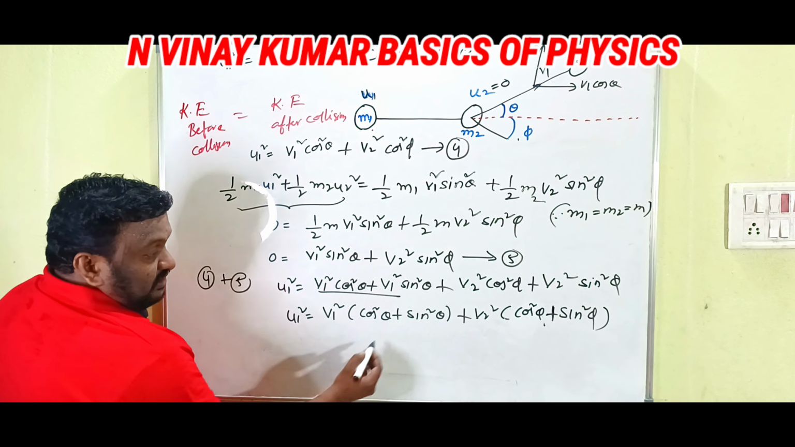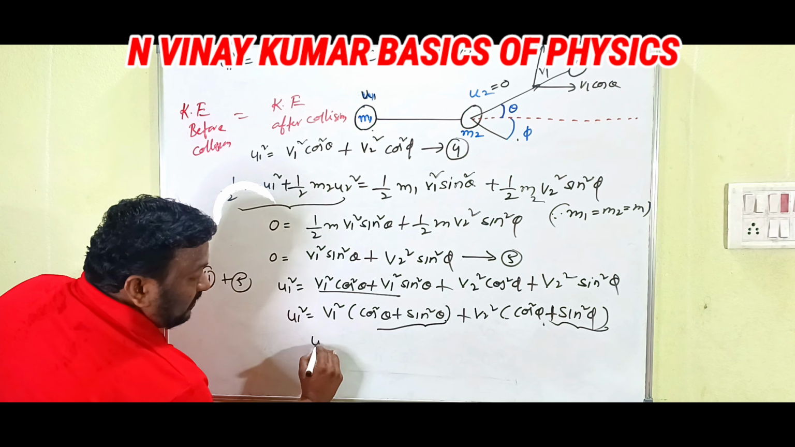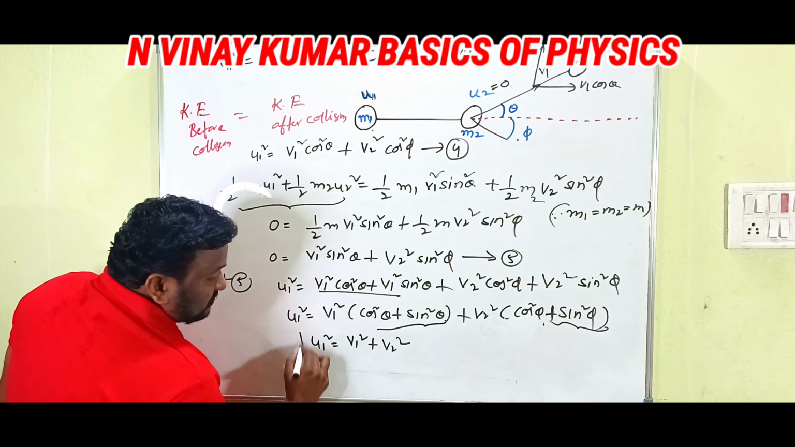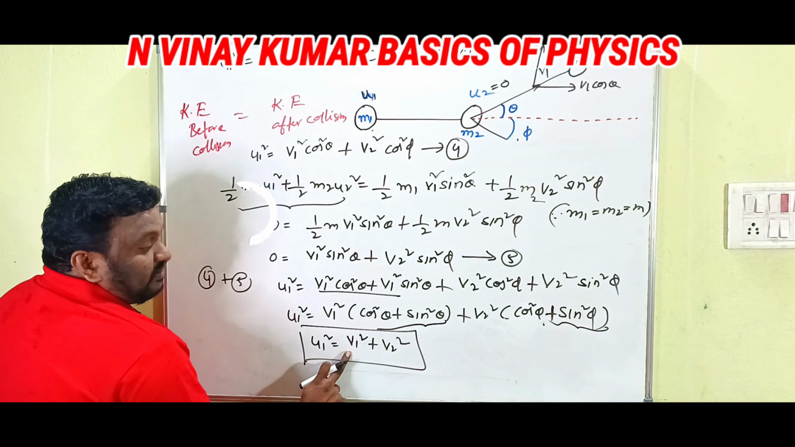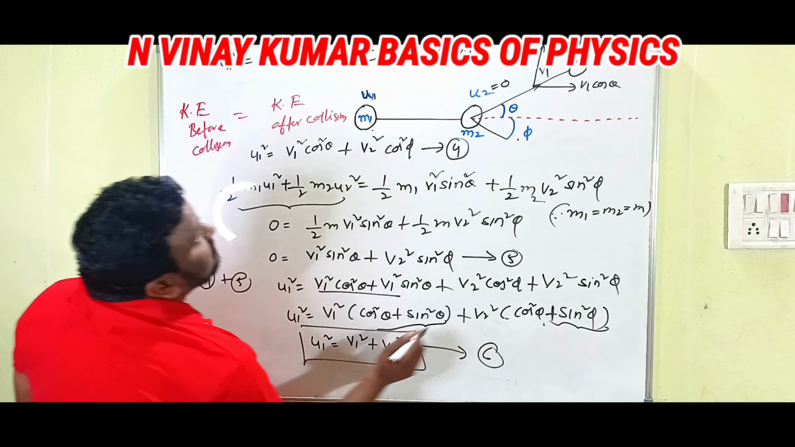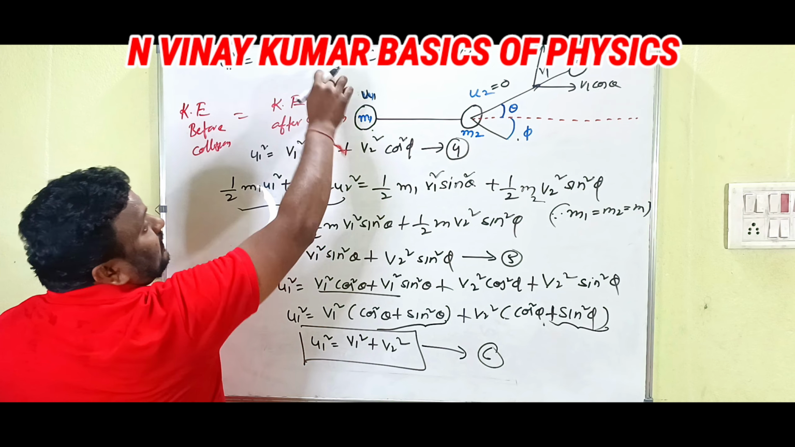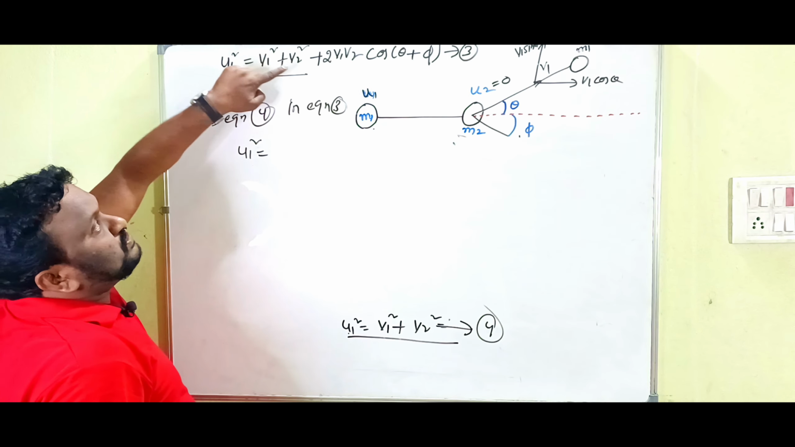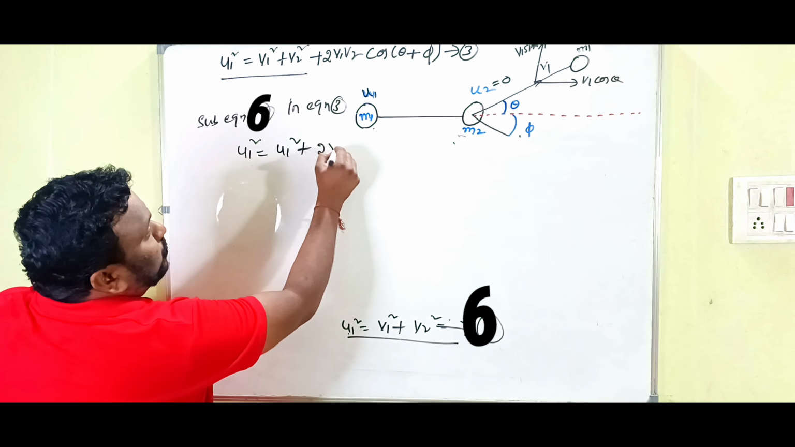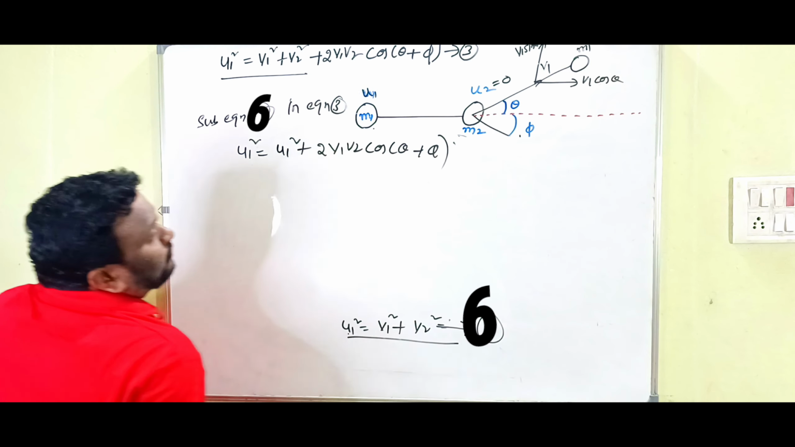So then what do you get here? This value equals 1 and this value equals 1. Then you get u1² equals v1² plus v2². Now we have to substitute this value in equation number 3. Let's go: v1² plus v2² plus 2v1 v2 cos(θ+φ) equals u1².